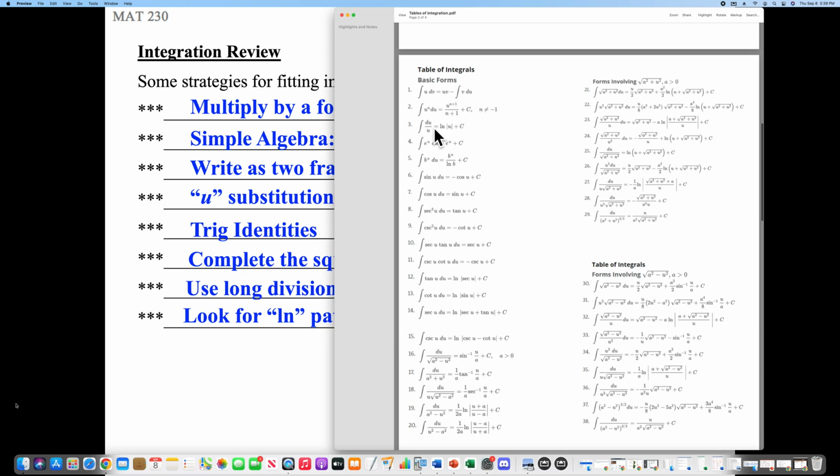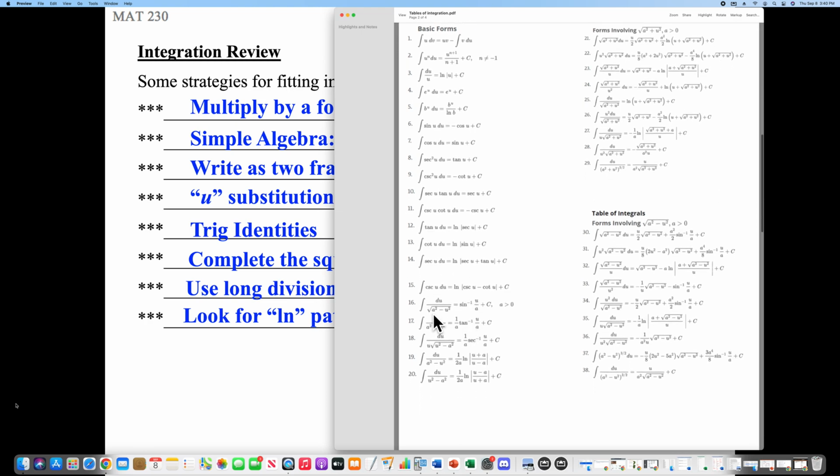There's our power rule. Here's the natural log rule. Integrating e to the u is e to the u. Integrating some base to a power is that base to a power divided by the natural log of the base. Here are your trigs. We have all kinds of them here.